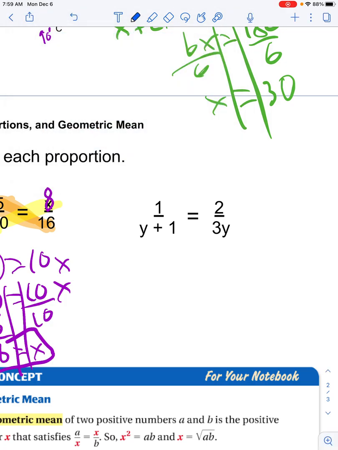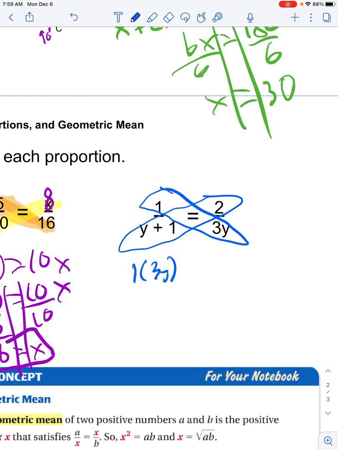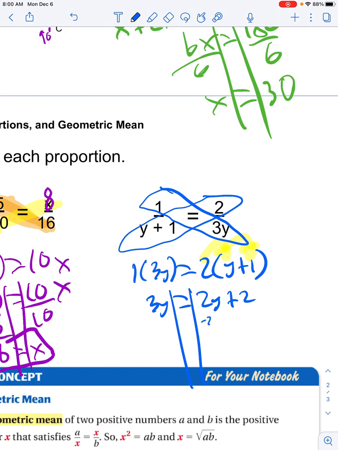Again, make sure you're writing these out carefully. You don't want to make a silly mistake. Multiplying here, multiplying here. 1 times 3y equals 2 times parentheses y plus 1. 3y equals, use the distributive property and multiply into each term. 2y plus 2. Get your y's together. y equals 2.